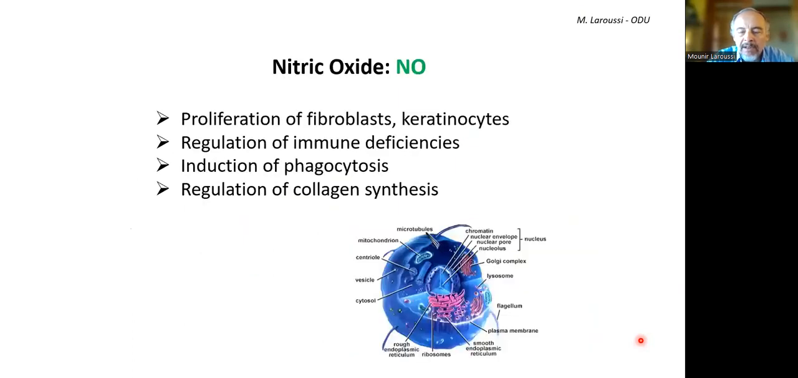Of course, for RNS, reactive nitrogen species, one very important molecule is NO, nitric oxide, and it was discovered many decades ago that internally our own cells use it for a lot of functions, including proliferation of fibroblasts, regulation of immune deficiencies, induction of phagocytosis, regulation of collagen synthesis. So this NO molecule has a lot of biological functions that our cells use. And of course, with the plasma, we can generate that and supply it, if you like, transport it toward the cells and the tissues.